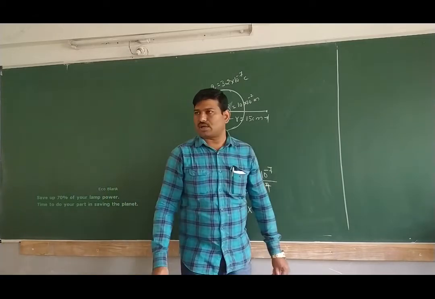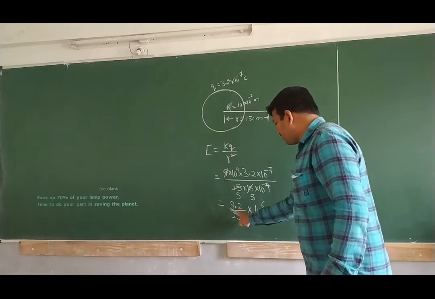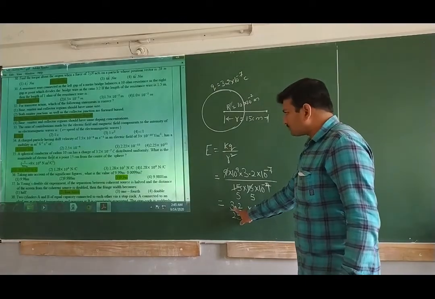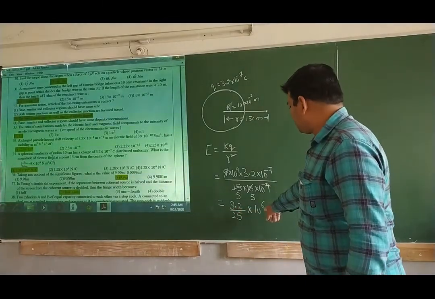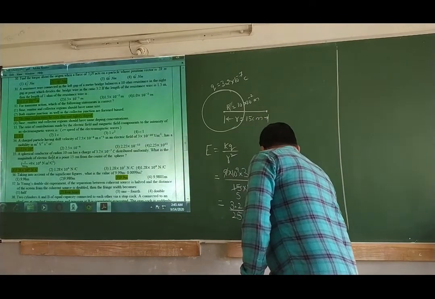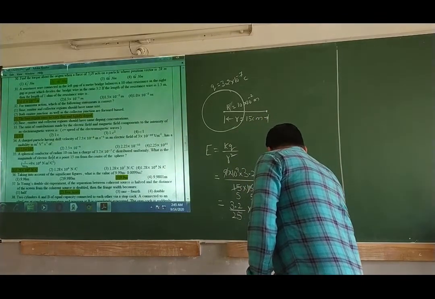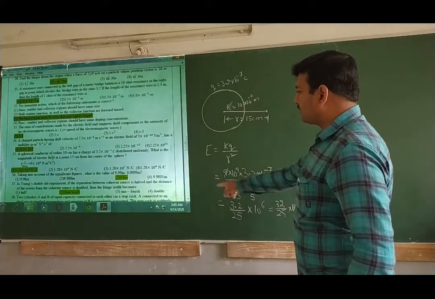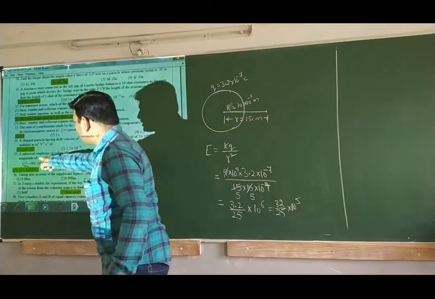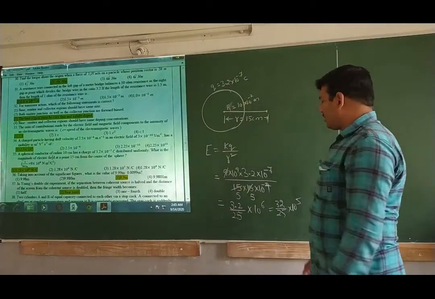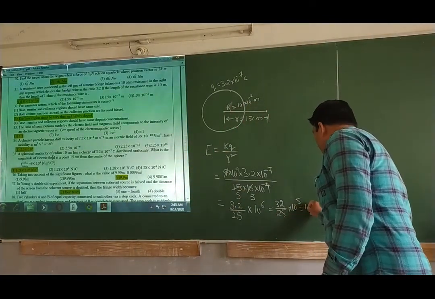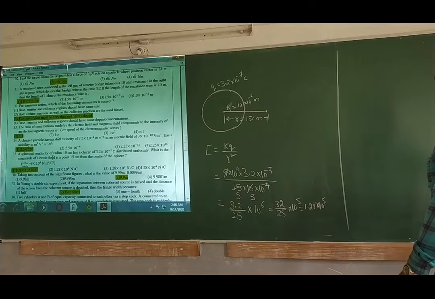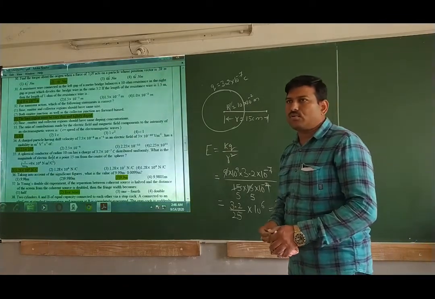So what is the right answer? You check, 1 point something, you will be getting. Now check the answer there. So this can be written as 32 divided by 25 into 10^5. 32 by 25 is 1 point something, and 10^5 should be there. So the right answer is 1.28 × 10^5. No need of proper calculation, you can directly eliminate. You should not do all the calculations. By seeing the options, we have to go for elimination.